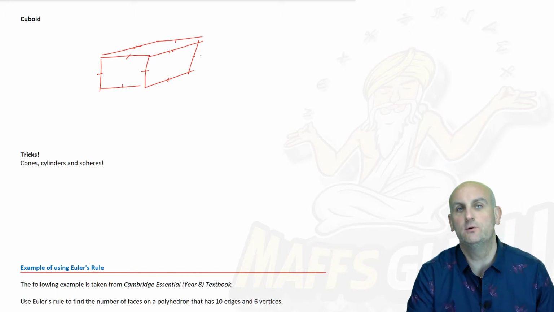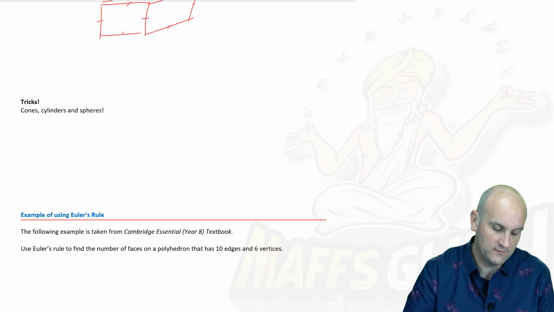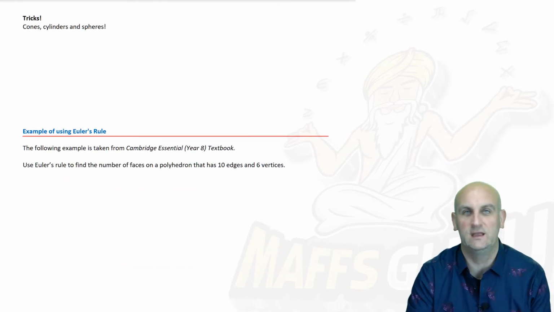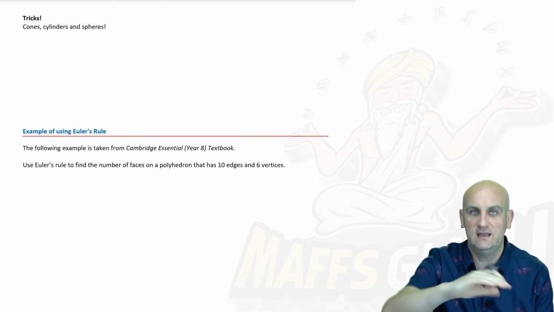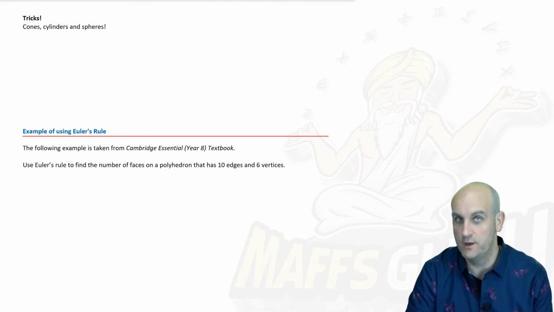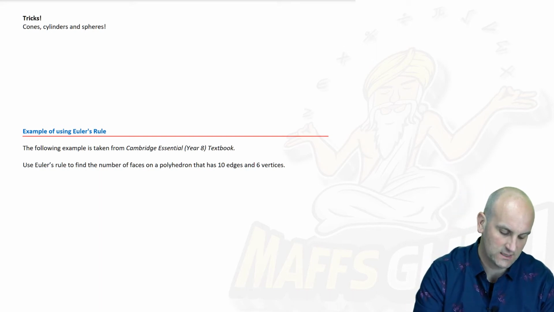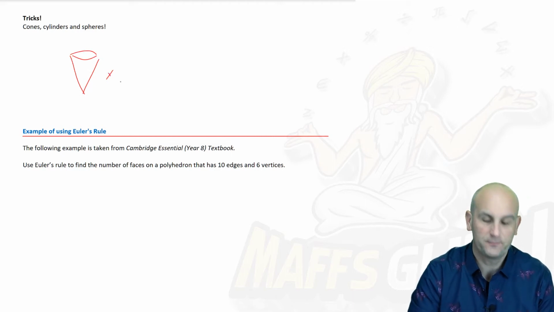And so a cuboid is a six-sided, what do we call that? A hexahedron. And these are the tricks, right? So please don't get tricked. I've already told you that if anything has a curved surface, it is not a polyhedron, all right? It's no good, and it doesn't actually work with Euler's law either. So cones, cylinders, and spheres. What is a cone? Well, there is a cone. That is not a polyhedron.